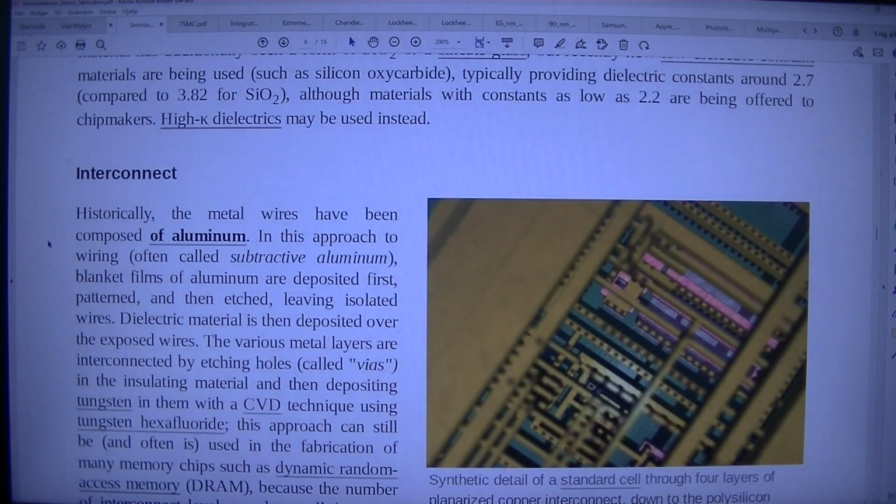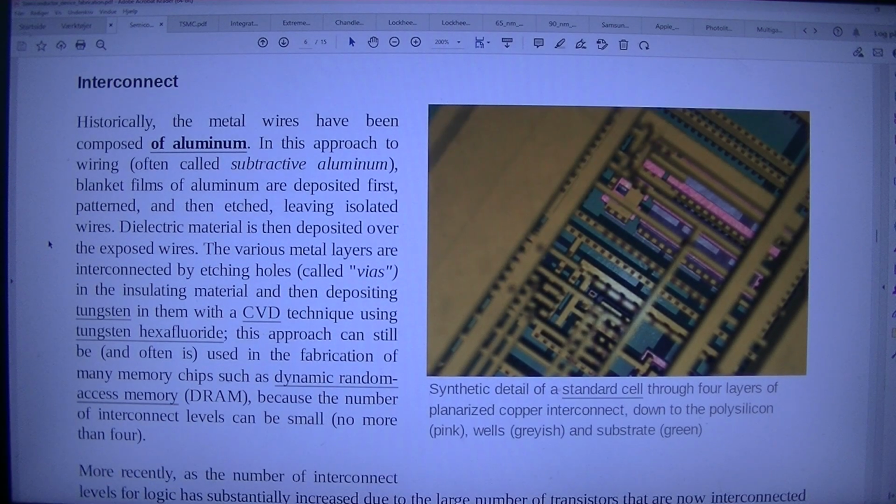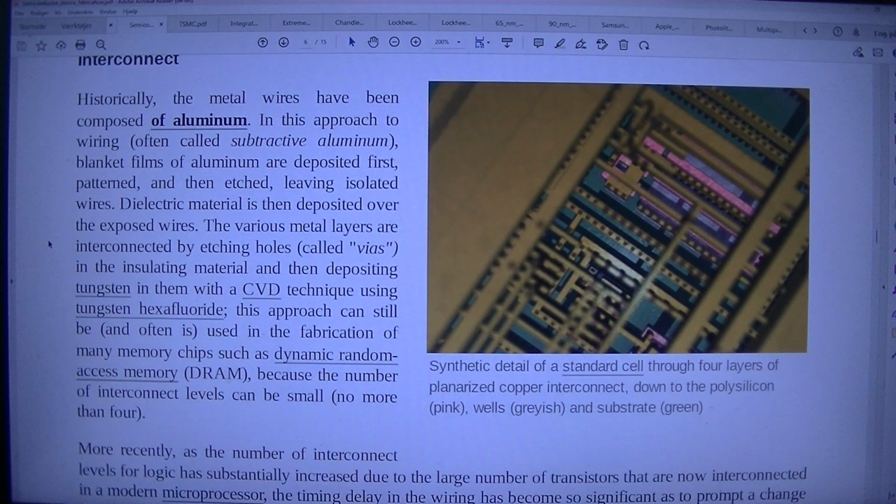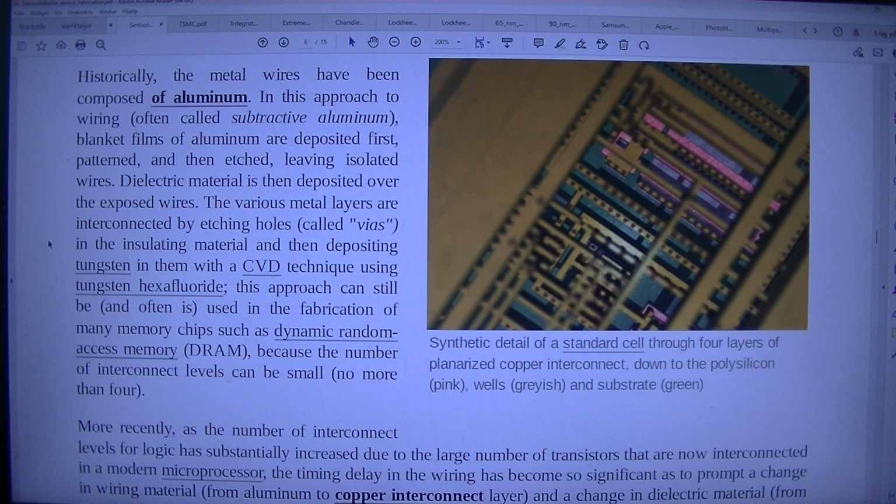Interconnect. Synthetic detail of a standard cell through 4 layers of planarized copper interconnect, down to the polysilicon, pink, wells, grayish, and substrate, green. Historically, the metal wires have been composed of aluminum. In this approach to layering, often called subtractive aluminum, blanket films of aluminum are deposited first, patterned, and then etched, leaving isolated wires. Dielectric material is then deposited over the exposed wires.